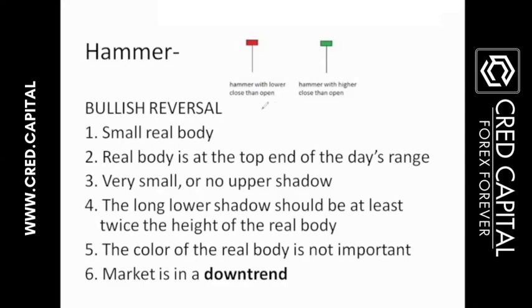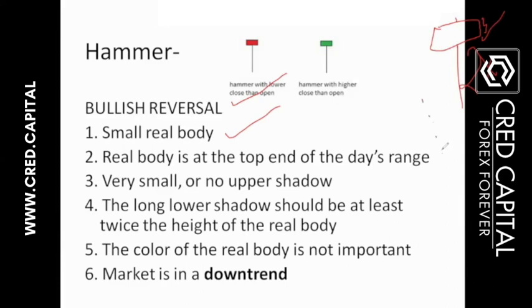So a hammer is a bullish reversal with a small real body, just like this. It can have a very small or non-existent upper shadow, but the lower shadow of the hammer will be twice the height of the real body. It occurs after a complete downtrend in the market.